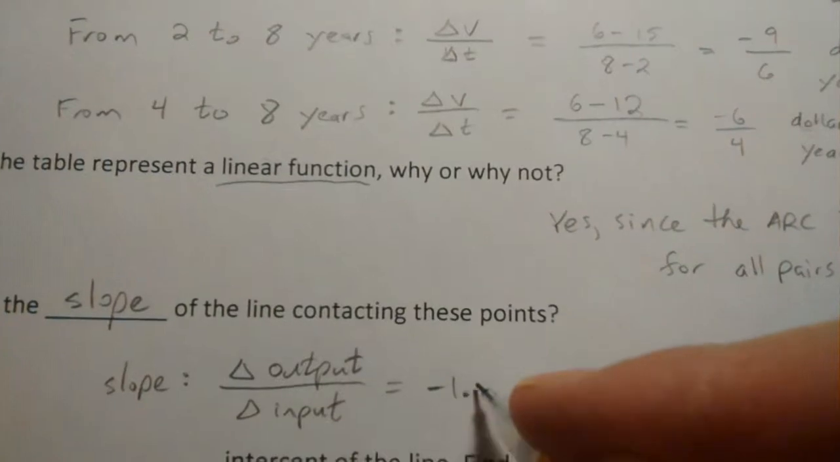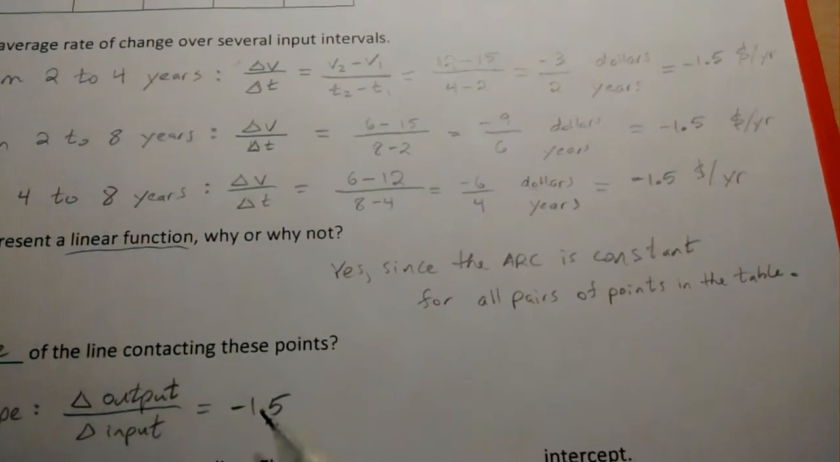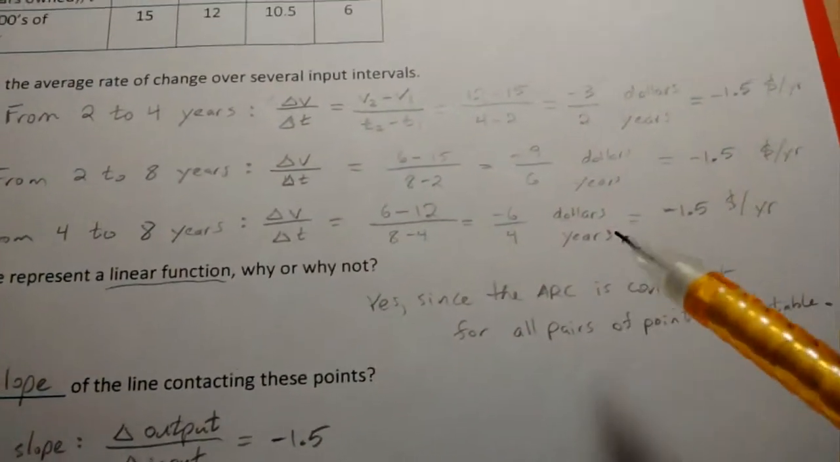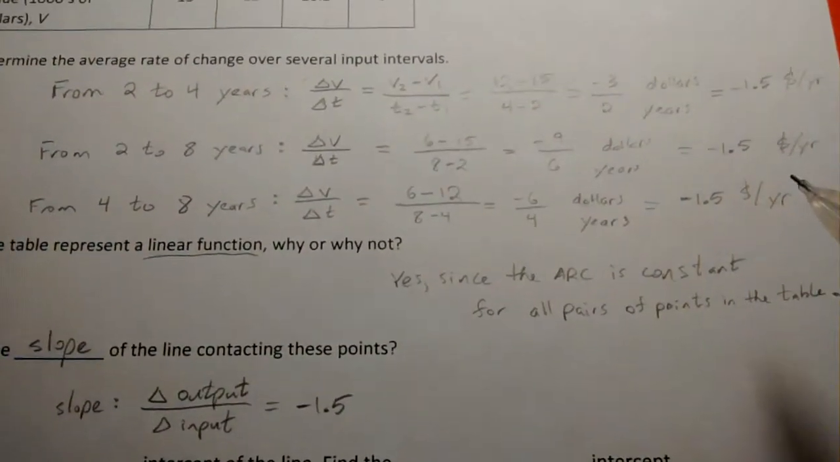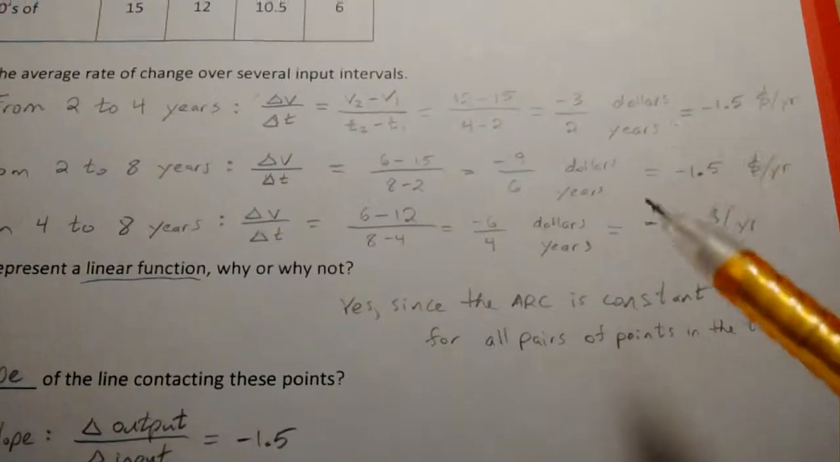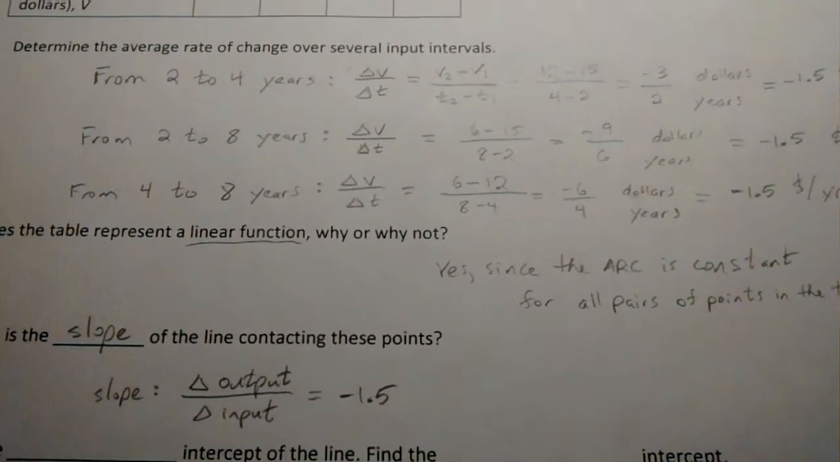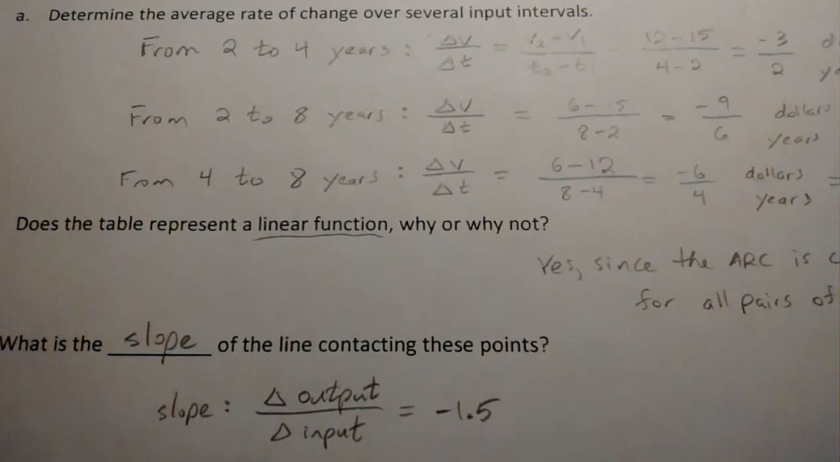The slope and the average rate of change, the numerical values are the same. So slope here, the steepness of the line, is negative 1.5, and the average rate of change also has that same value. So their values are one and the same, but they are different concepts, and hopefully over the next few weeks we can distinguish those for you. But again, slope here being negative 1.5.